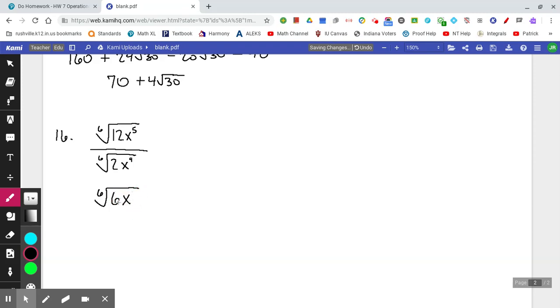And then you try to break this down if you can, but 6 is just 2 times 3, and you're looking for groups of 6. So my final answer here is just the 6th root of 6x.